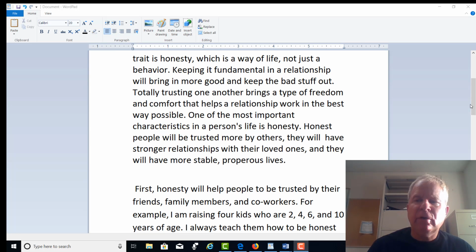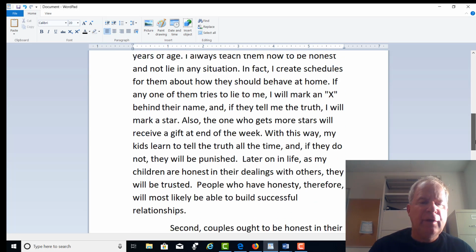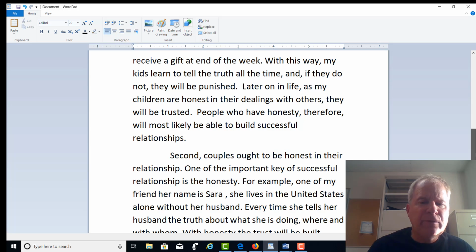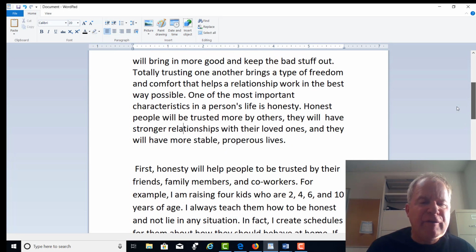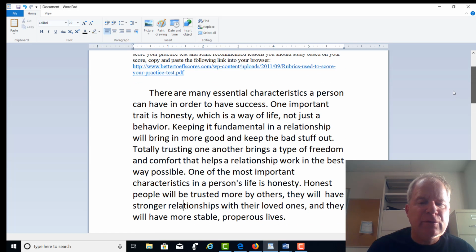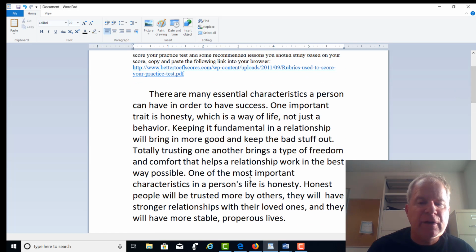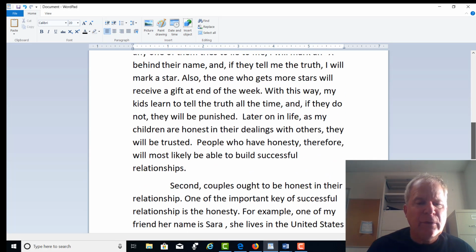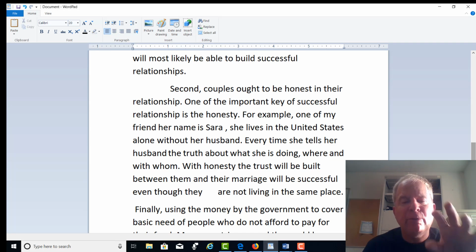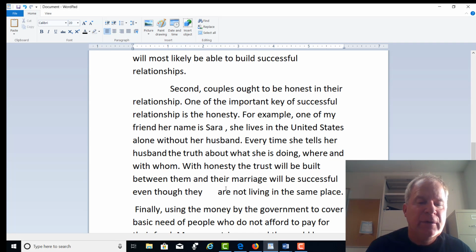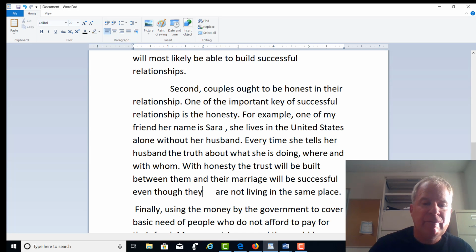All right, let's take a look at your second one here. You have couples ought to be honest in their relationships, which is more of a fact. So we need to turn this into an argument. So the idea here is they'll have stronger relationships with others. So we got to change this topic sentence so it focuses more on an argument and not as much as a fact, and that'll probably create the more appropriate tone in this particular paragraph.